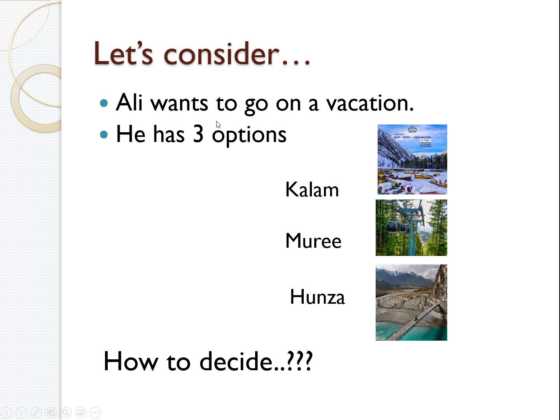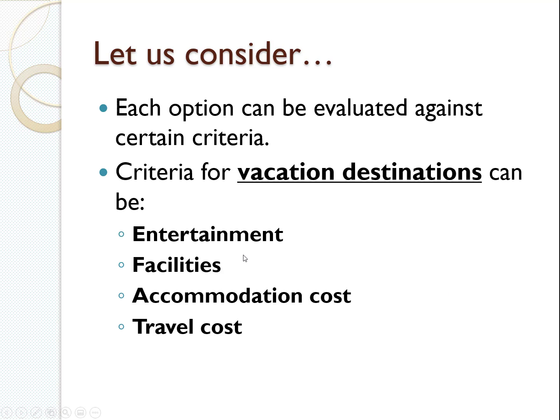So let's suppose Ali has 4 criteria. Entertainment, he wants to be entertained a lot. He wants to get maximum facilities. He wants to spend less on accommodation. He wants to spend less on travel costs.